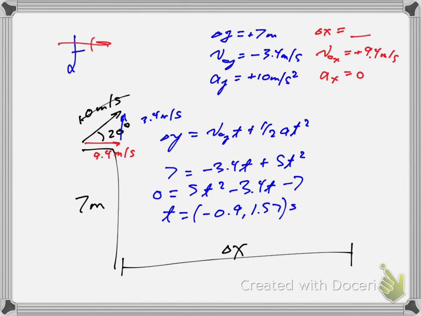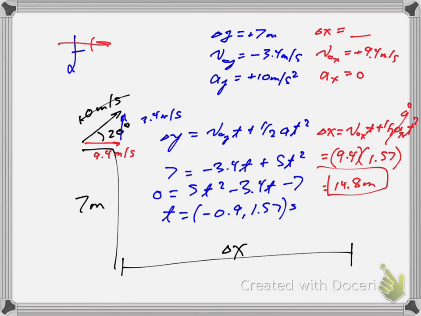The negative 0.9 seconds is back in the past. If the ball had started off at ground height before it got to the cliff height, that would have happened 0.9 seconds ago, but we can ignore that because we don't care about what happened before the problem. After it's launched, it's going to land 1.57 seconds later. So I just use the horizontal equation, and I find that it lands 14.8 meters away.